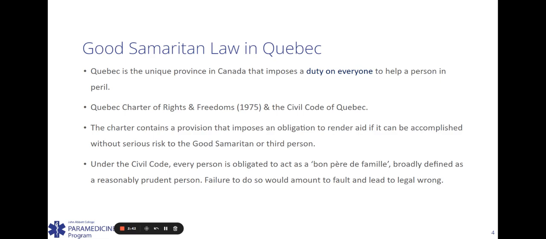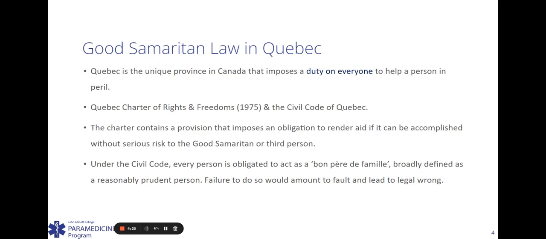Moving on to the Good Samaritan law in Quebec. Now, we've touched on this before, but we'll go into a little bit more detail here. So in Quebec, there's a unique duty imposed on everybody to help a person in peril. This duty is established by the Quebec Charter of Rights and Freedoms from 1975 and the Civil Code of Quebec. The Charter contains a provision that requires individuals to render aid if it can be accomplished without serious risk to themselves or third parties. Okay, so they can't put themselves in danger. In other words, if a person is able to help someone in danger without putting themselves or others at risk, they are obligated to do so.